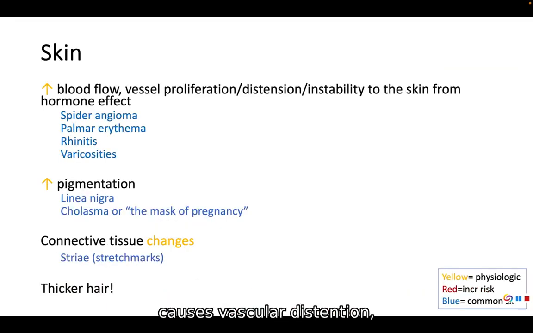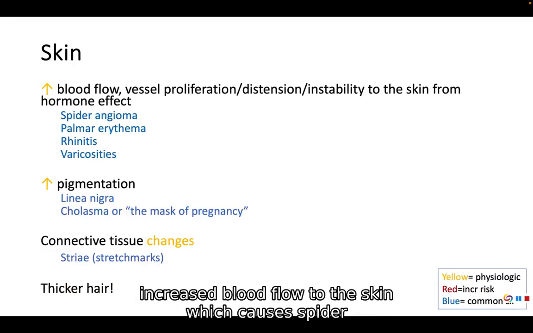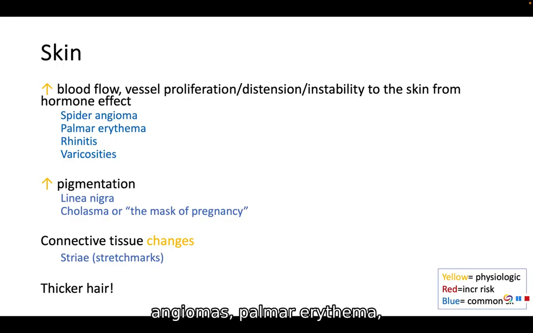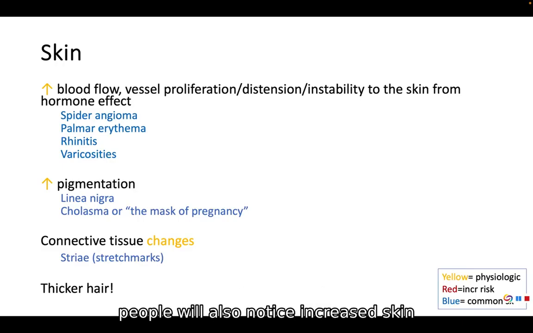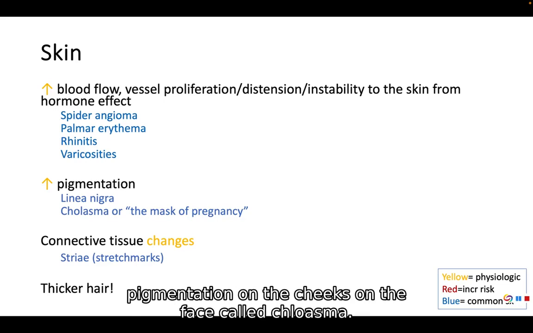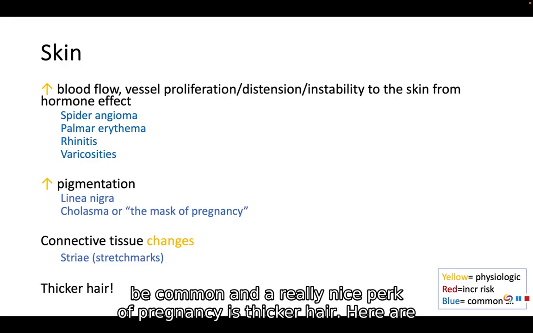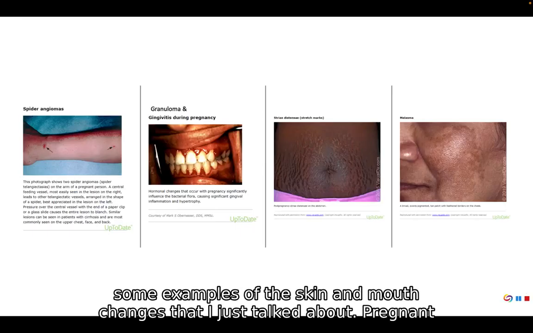Estrogen causes vascular distension, vascular instability, and proliferation of blood vessels. In general, there is increased blood flow to the skin, which causes spider angiomas, palmar erythema, varicosities, and rhinitis. Many pregnant people will also notice increased skin pigmentation, with darkening of the linea nigra on the abdomen and dark pigmentation on the cheeks of the face called chloasma. Stretch marks can also be common, and a really nice perk of pregnancy is thicker hair. Here are some examples of the skin and mouth changes that I just talked about.